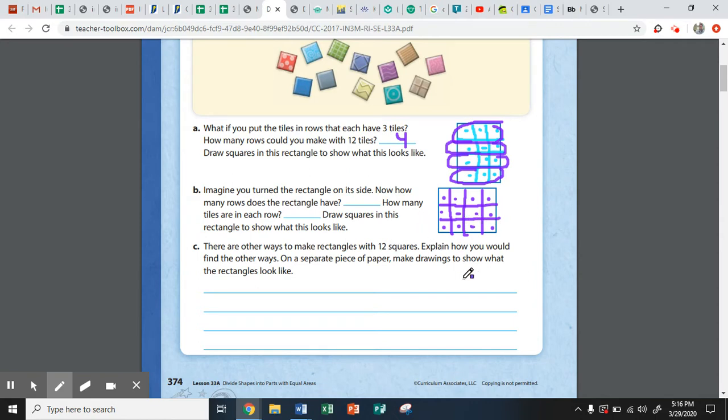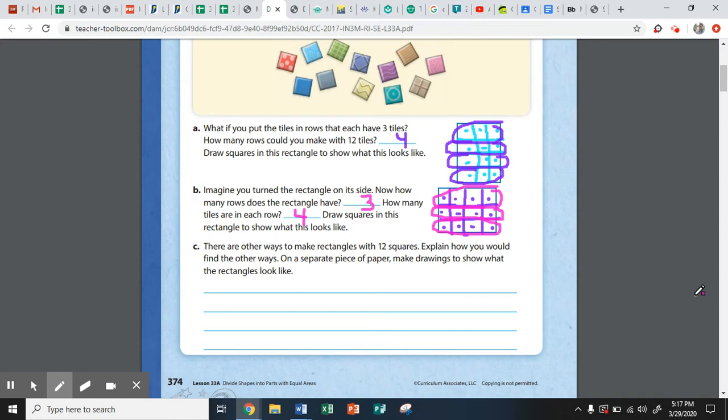So the question says, how many rows does the rectangle have? Well, let me change the color here. It has 1, 2, 3 rows. So the answer for this one is 3. How many tiles are in each row? 1, 2, 3, 4. There are 4 in each row. So the answer for that one is 4. Okay.